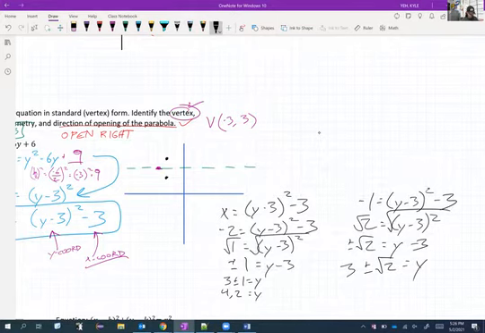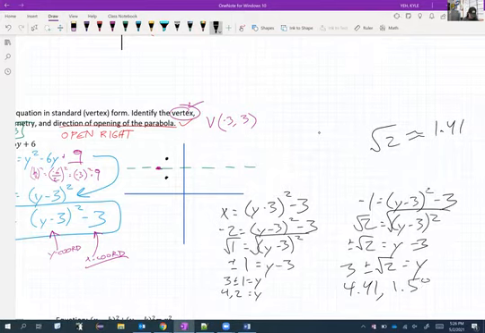Now, I happen to know that root 2 is approximately 1.4, just about. So that means approximately 4.41 if we do 3 plus root 2, or 1.59. That's what y would be approximately at negative 1. So 4 and a little bit more, and 1.6, a little bit more than half.